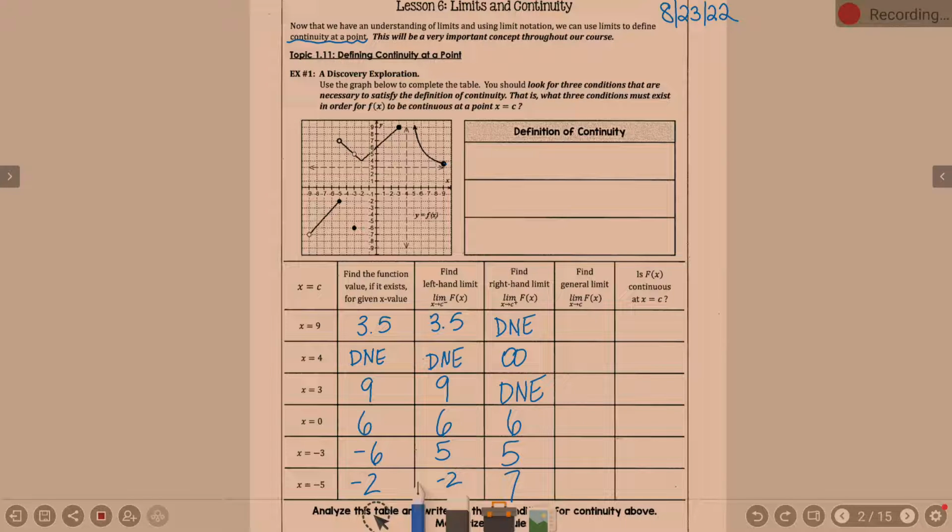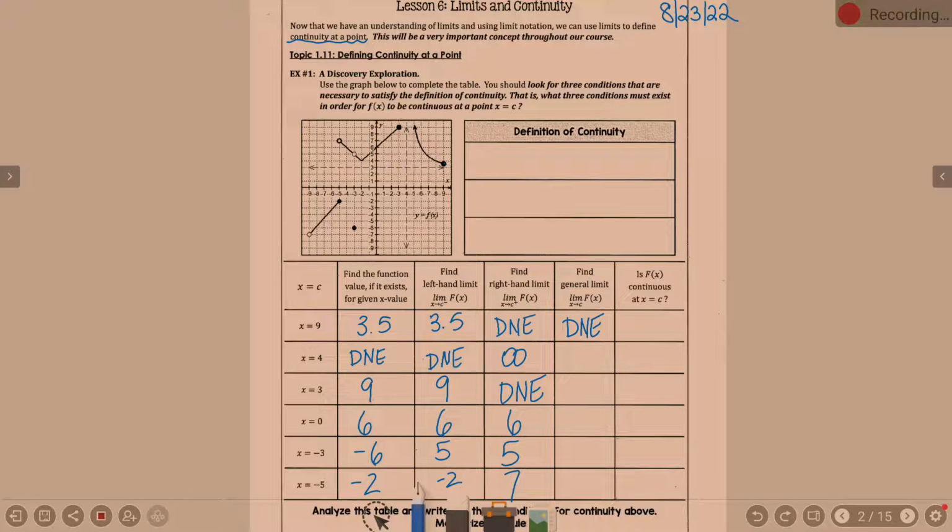Now, for this next piece, we don't have to look at the graph. We can look at the chart. The general limit. When we talk about the general limit, this is as x approaches from the left and from the right. So as x approaches 9, what do we know? It's 2 different answers, so do we have a limit as x approaches 9? We do not, because it approaches 9 from the left, but it doesn't from the right. So that does not exist.